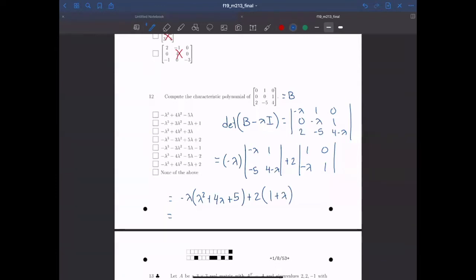Okay, so I think we will get minus lambda cubed minus 8 lambda squared minus 5 lambda plus 2 lambda. And so if I 4 lambda squared, I think. Isn't the determinant on the right just going to be the end result's just going to be 2? Because you have 1 times 1.